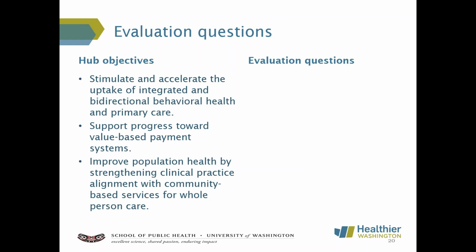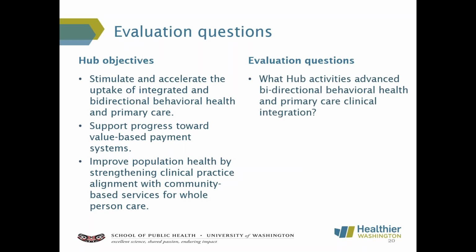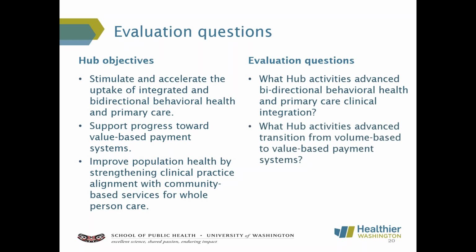For each of these objectives, the University of Washington team has developed a corresponding evaluation question to assess the impact of the Hub. For example, for integration, we want the evaluation to identify what Hub activities advance bidirectional behavioral health and primary care clinical integration. Correspondingly, for value-based payment and community clinical linkages, our evaluation questions focus on identifying what activities advance practices progress towards these objectives.